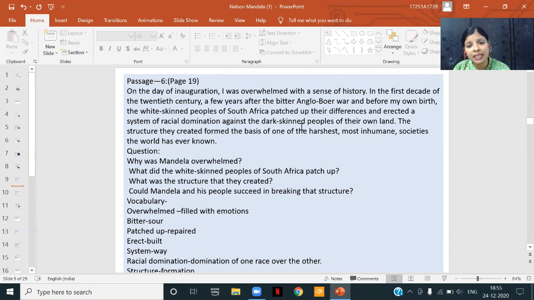So these white people came together and they created the harshest, the most cruel, most inhuman society the world has ever known. So no society had ever experienced such kind of discrimination in their history. And Nelson Mandela says that South Africa had to face the most terrible of conditions back then.